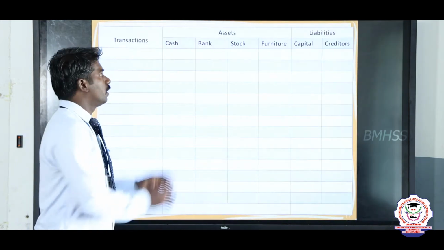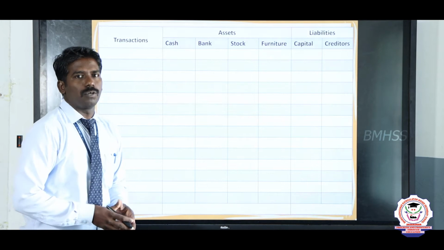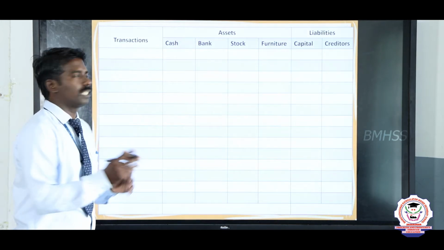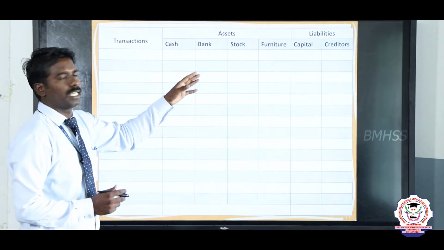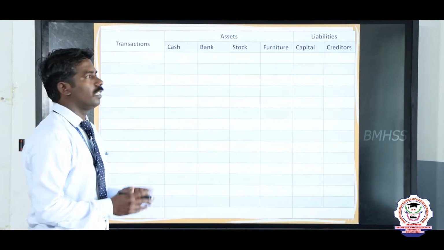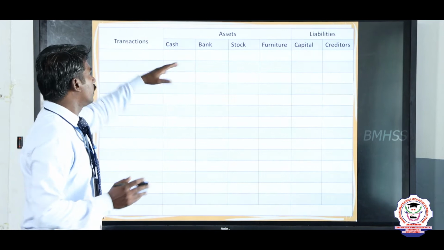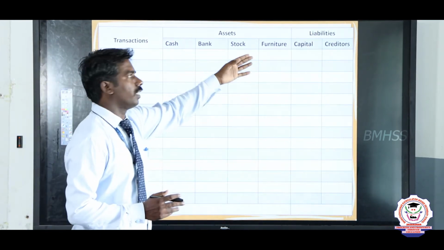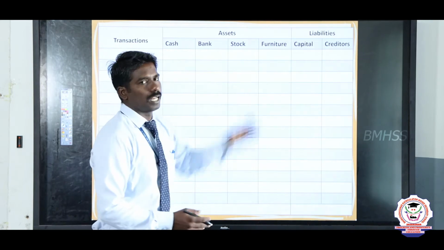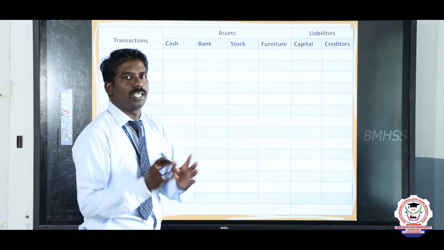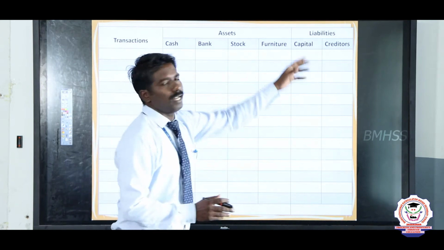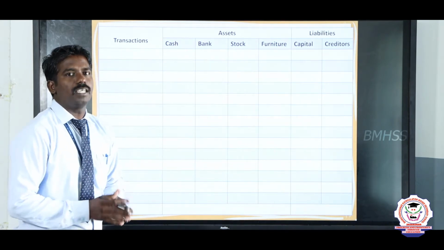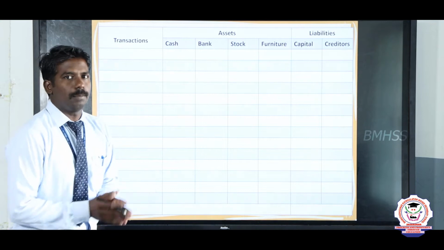This is the format of the accounting equation. The first column is the transaction, where we write the type of transaction. The next column is the asset side. The assets included in this problem are cash, bank balance, stock, and furniture. On the other side, the liabilities appear, which include capital and creditors. So now we will give the accounting equation for each and every transaction in the business organization.